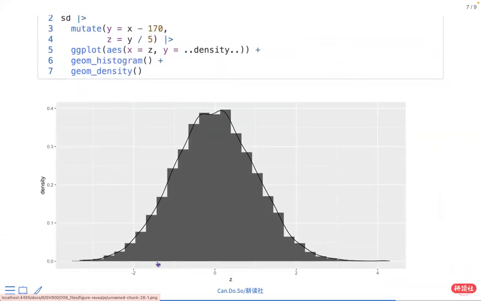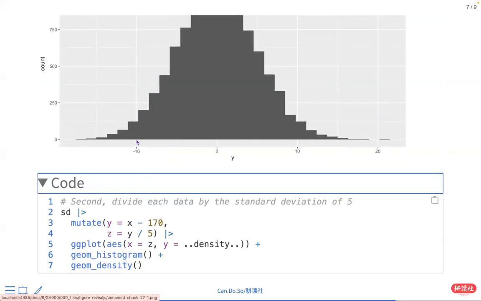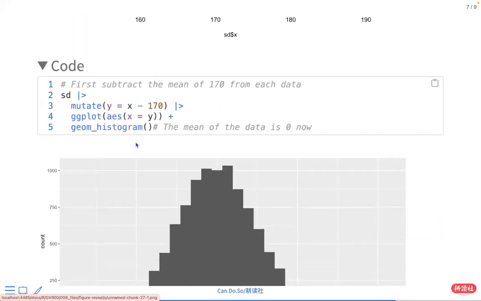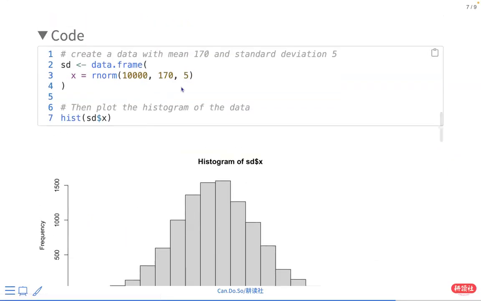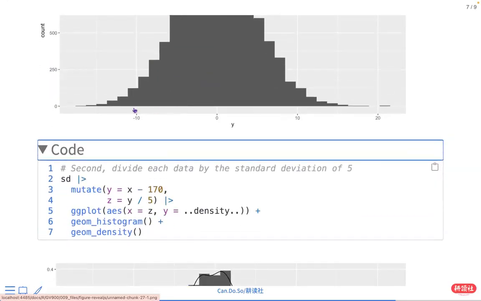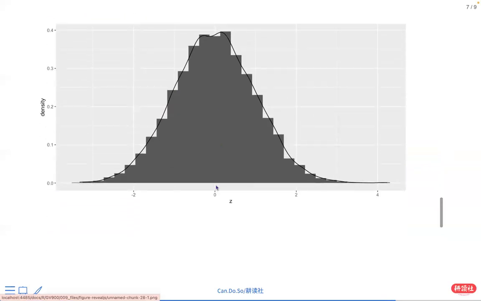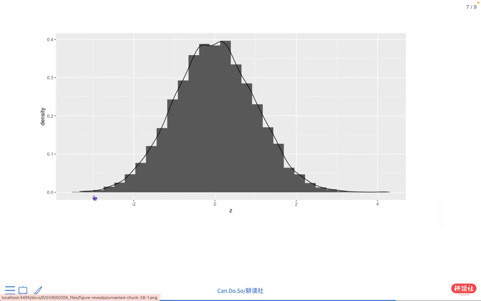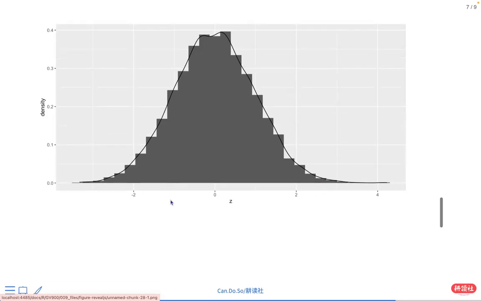See, here the standard deviation is 5, so it's quite wider. It's minus 10, and here's 20. But here, like we have said, this is 1 standard deviation, 2 standard deviations, 3 standard deviations, like a normal distribution. Within the 3 standard deviations, it covers almost 99.7%.